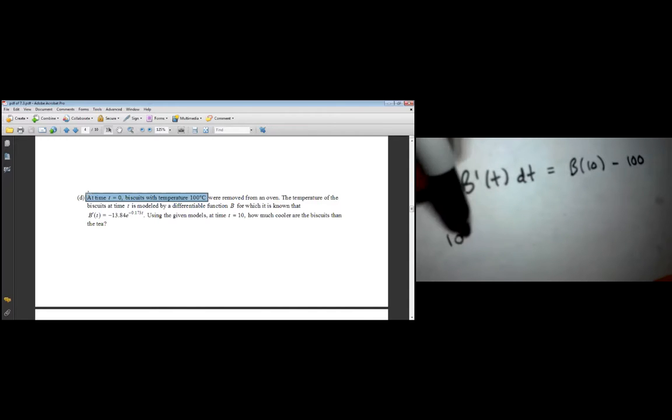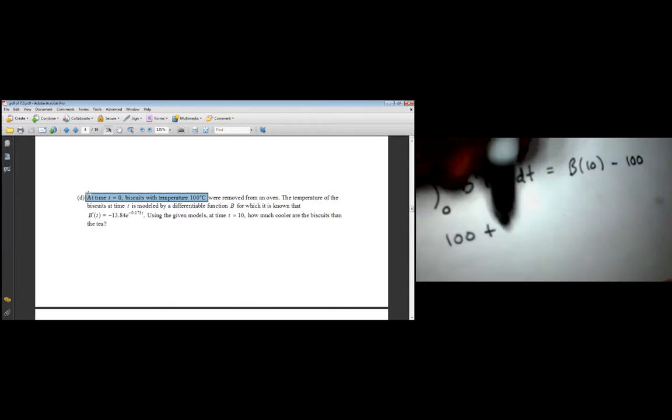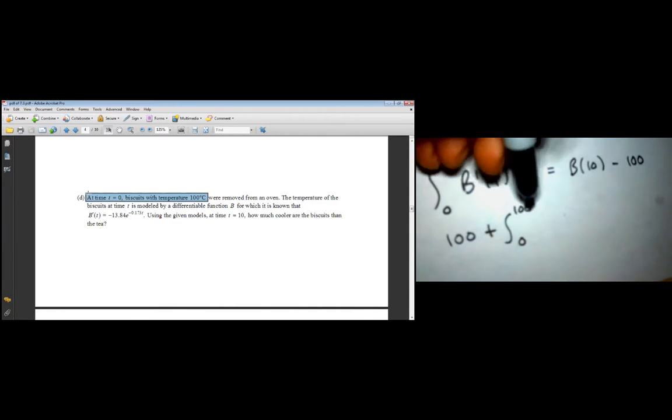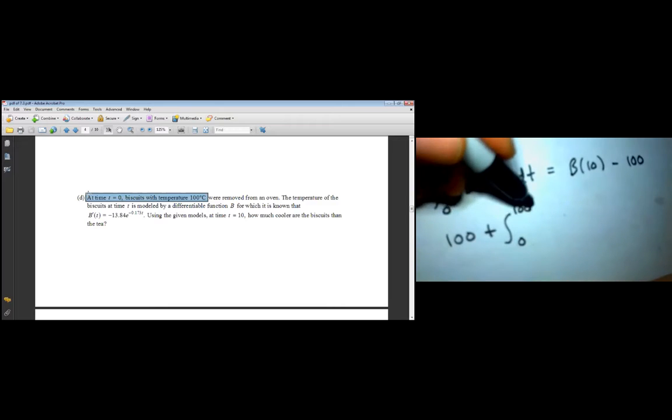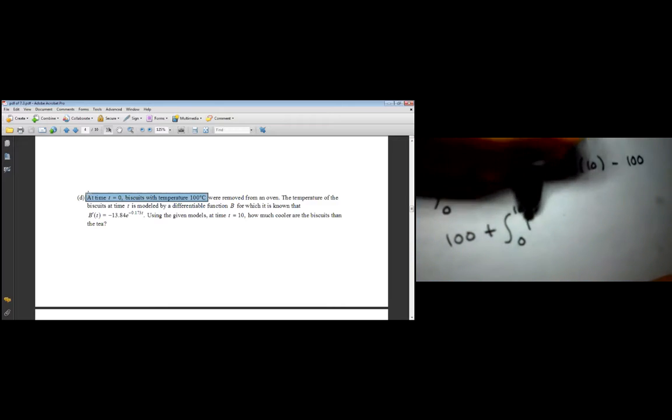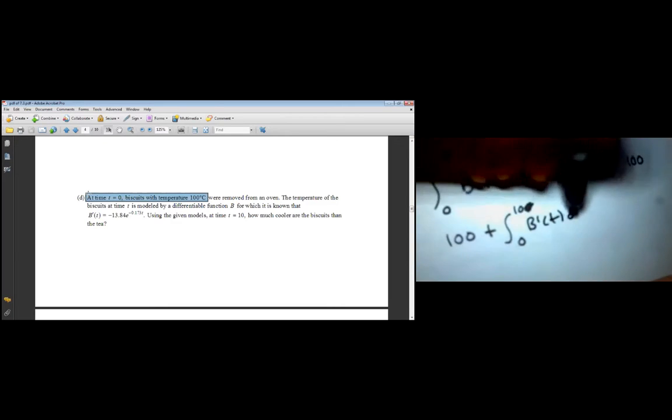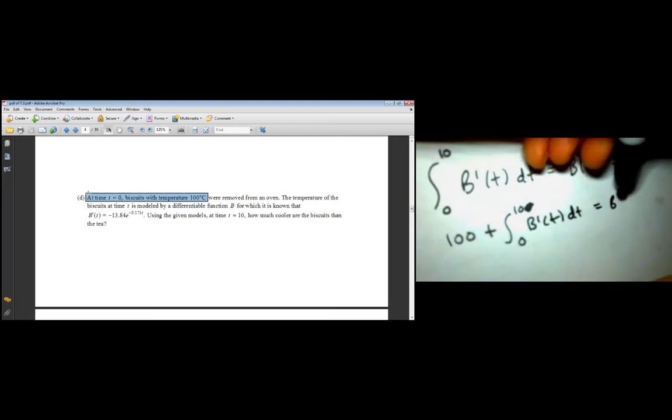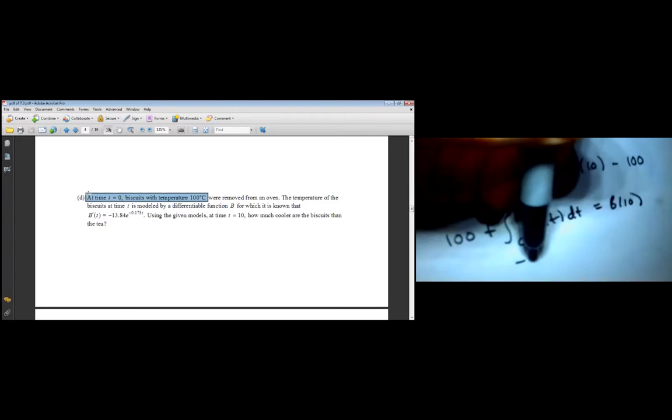All you need to do now is we're going to add this 100 over. So now it's 100 plus, you guys head to the calculator and figure out that integral for me. Oop, that's 0 to 10, not 100. That's negative 65.817. Say that again. What is it? Negative 65.817.